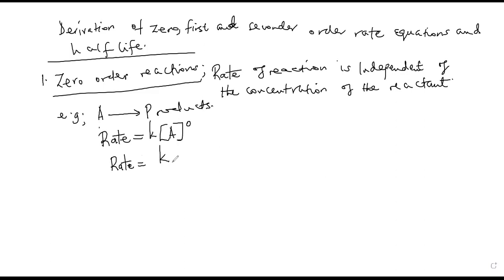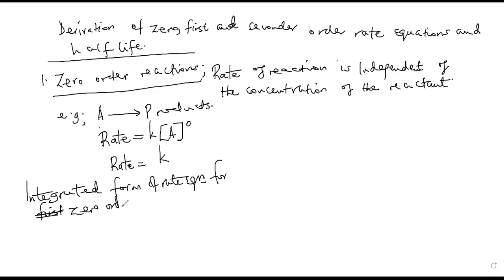What does it imply? Now, from here, I want us to derive an integrated form of equation of this, which can enable us to bring out a graph, all right? Now, I'm going to derive this integrated rate equation, and we see. Now, the integrated form of rate equation for zero order reaction.